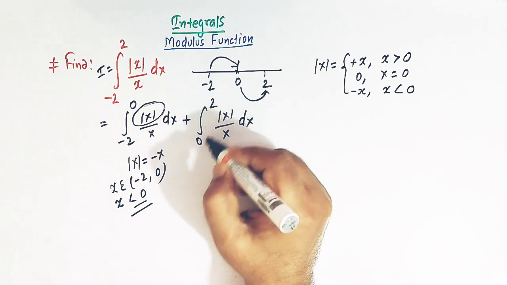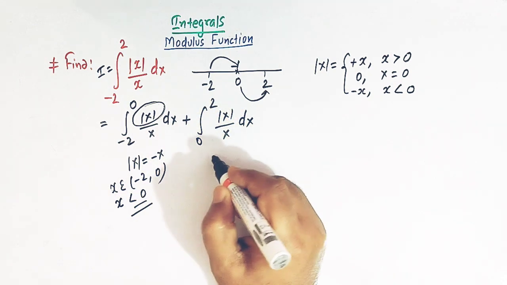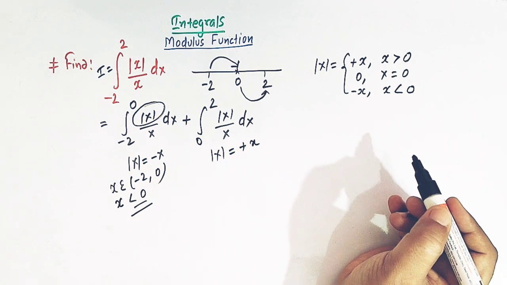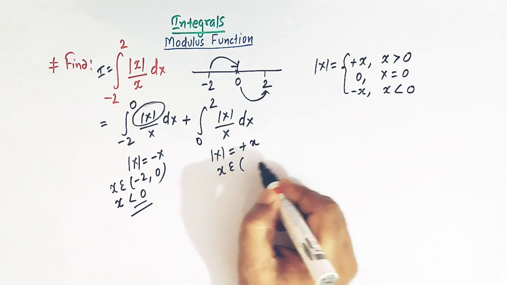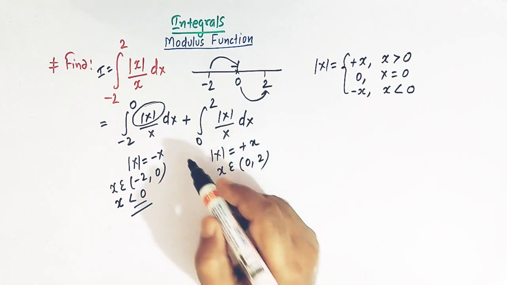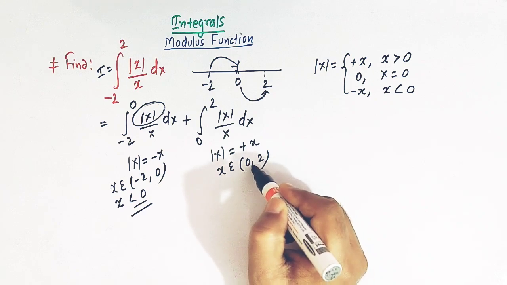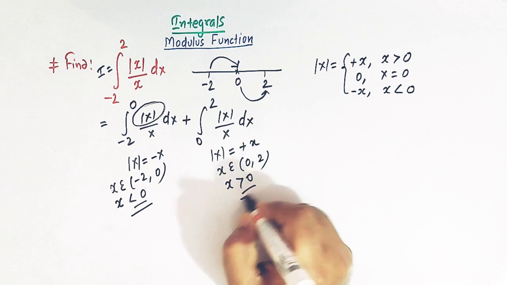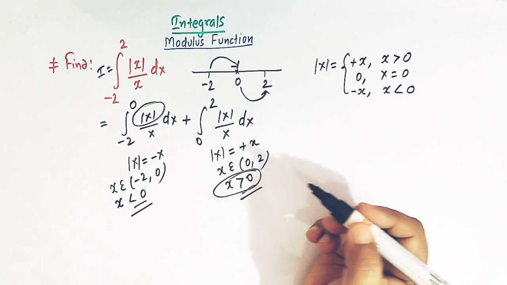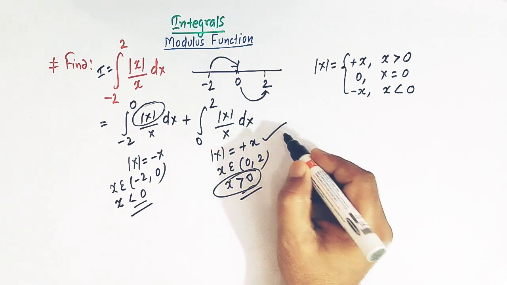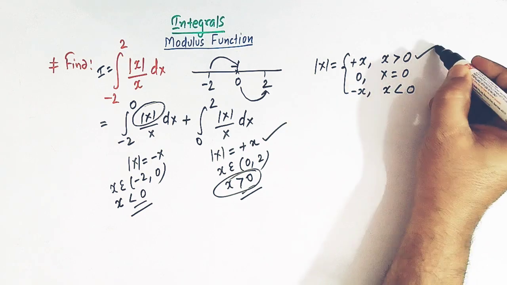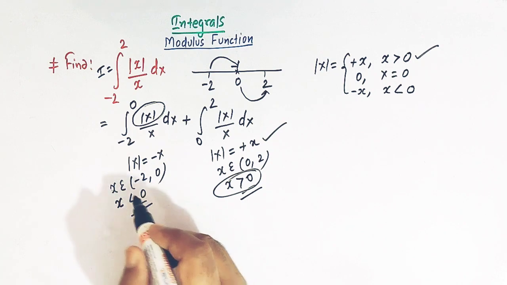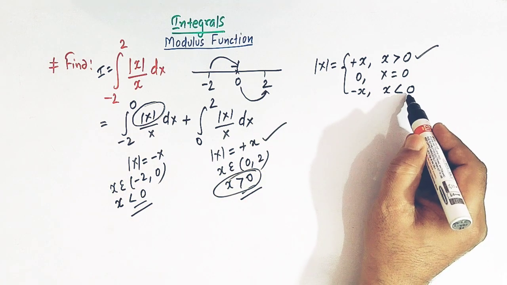Now when we take the limits from 0 to 2, mod of x must be equal to positive x, because x belongs to 0 to 2, and for all the values in this interval x is greater than 0. When x is greater than 0, mod of x is positive x by this definition, and when mod of x is negative x, it means x should be less than 0.